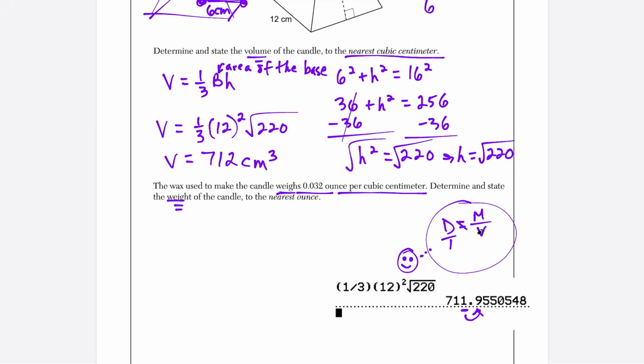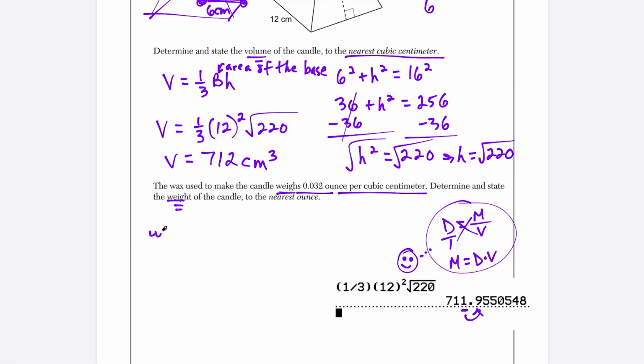And now for the interest of the geometry regents, we're going to say that the mass is the weight. Although when you take physics at some point, you'll see that mass and weight are actually two different things. But for the interest of the geometry regents, we're just going to say that we're looking for the mass. So we have density times volume. And now from here, all we have to do is just plug in.